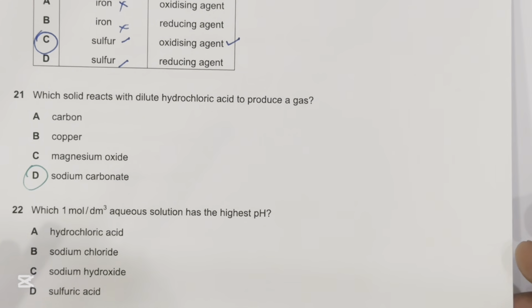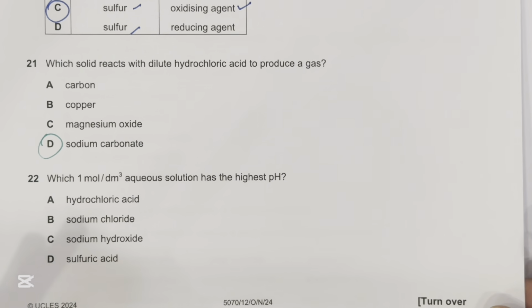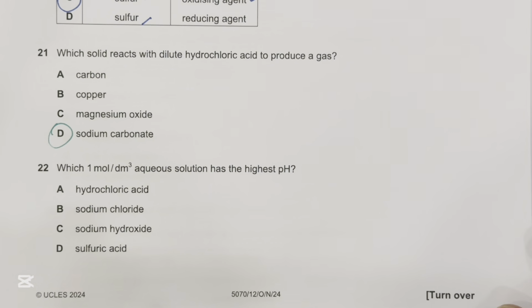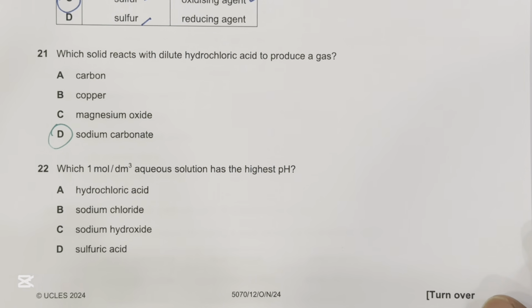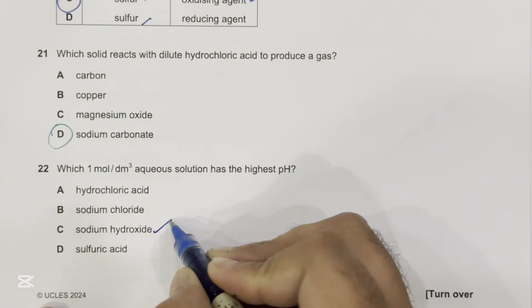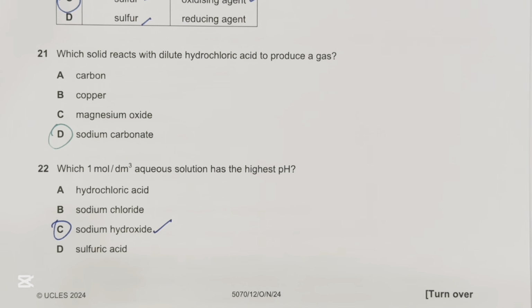Okay, moving to question number 22. Which 1 mole per dm cubed aqueous solution has the highest value of pH? Highest value of pH means it should be 14, and hydrochloric acid would have 1. Sodium chloride is a salt. Sodium hydroxide would have the highest pH value, that would be 14 or closest to 14. So option C is the right choice.